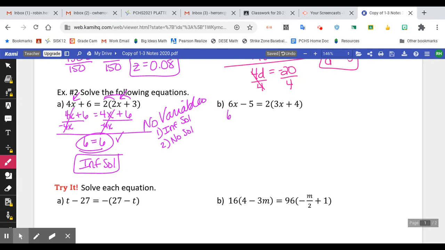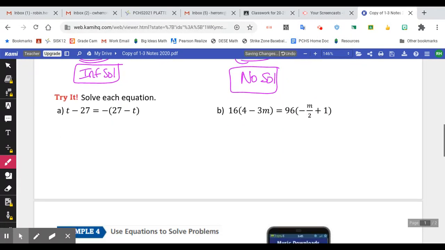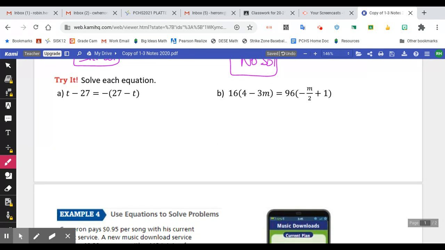However, on this side, we drop 6x minus 5. We distribute, we get 6x plus 8. These are the same variable, but they're different amounts. So if we subtract 6x from both sides, again, they both cancel, but we're left with -5 equals 8. This is not true. So if it's not true, then you're writing no solution. There is no number you could put on both sides to make that equal. So again, pause your video, try these on your own, see if you can remember which is which.